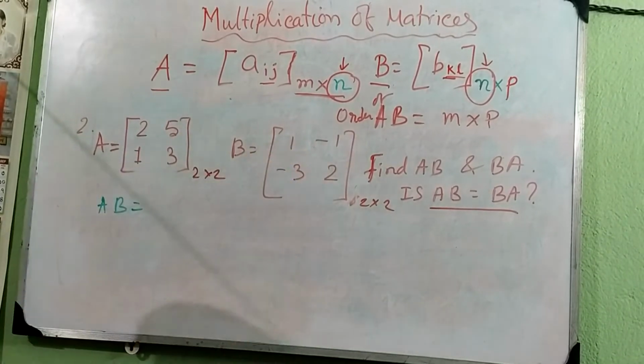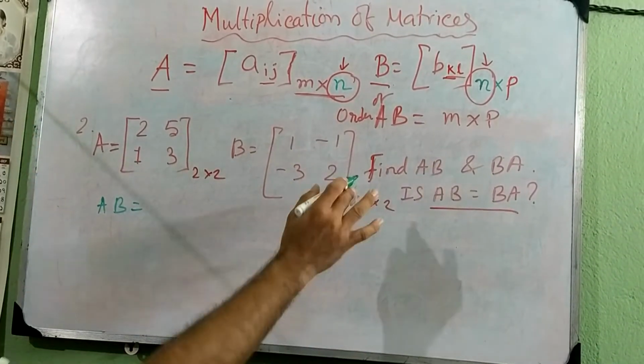No need to check here whether the product is possible or not, because it is not asked. We have to find AB and BA.